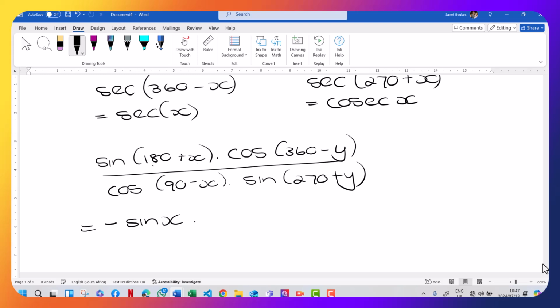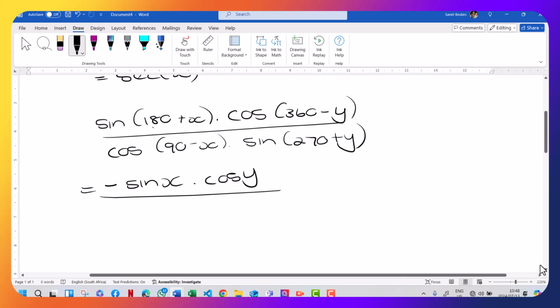If I look at my next one, cos 360 minus y, that means it's in quadrant number 4. It's positive in quadrant number 4. And because it's not changing, it stays cos y. If I look at my next one, I have cos 90 minus x. 90 minus x means quadrant number 1. It's positive in quadrant number 1. But because there is a 90, it changes to sine x.